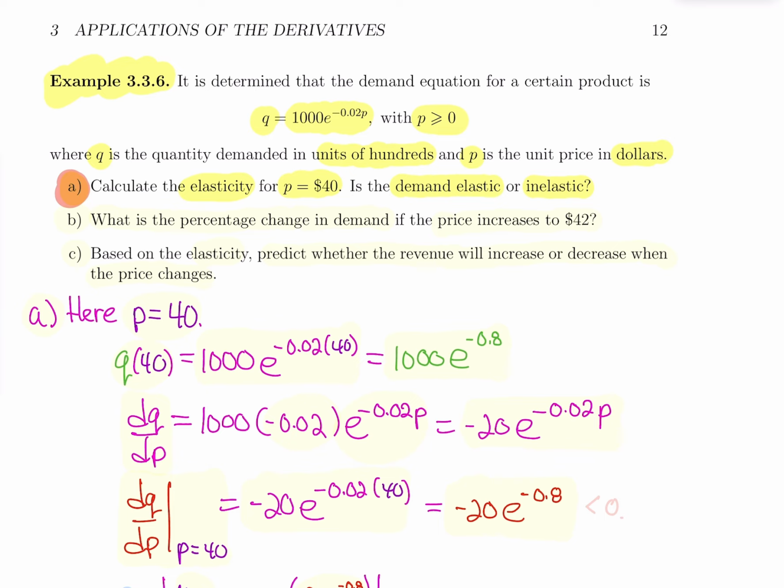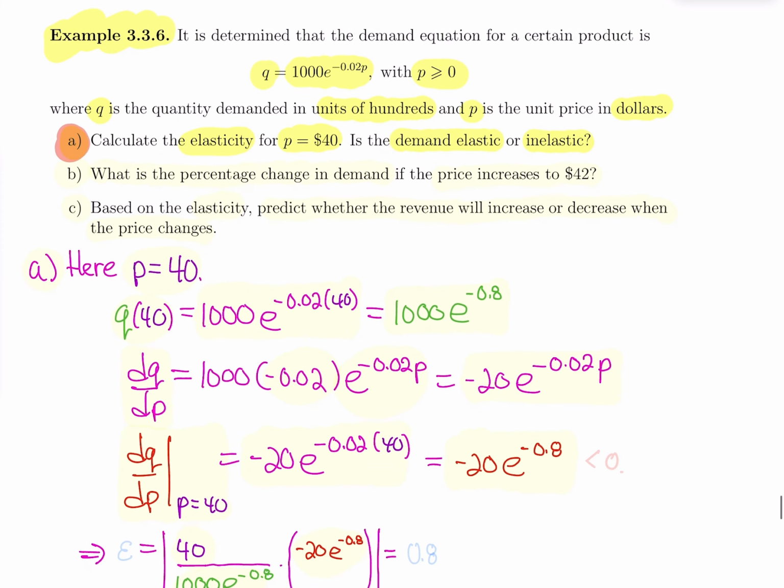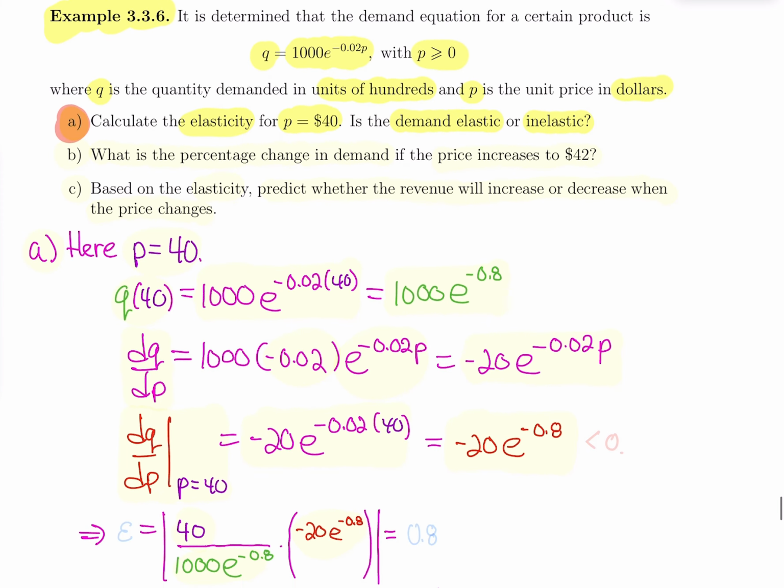So part A. What you have to do is find P, find Q, compute the derivative of Q with respect to P, and then find its value for P equal 40. In this question, the P is always given, so we are at $40 right now. The quantity that you're going to sell at $40 is given by the demand curve. You simply have to replace P by 40, and you can double check that this will give you 1000 e to the power of minus 0.8. My advice is to keep this number pure because you're going to be using it in the formula for elasticity.